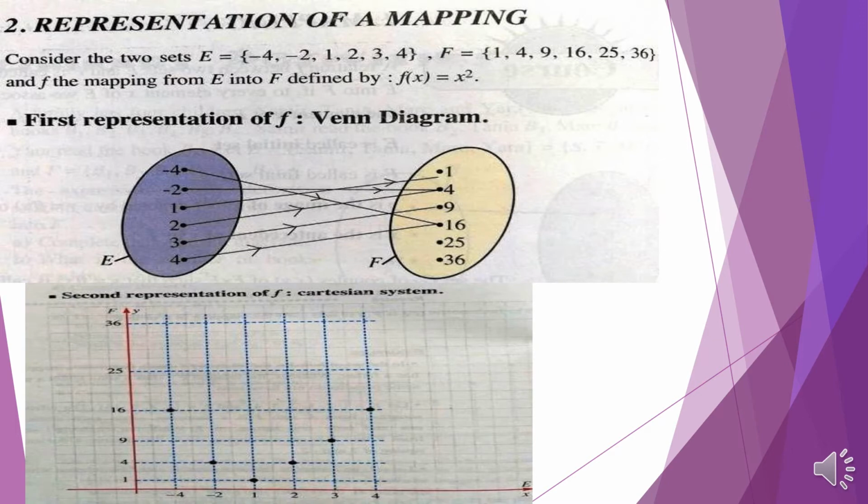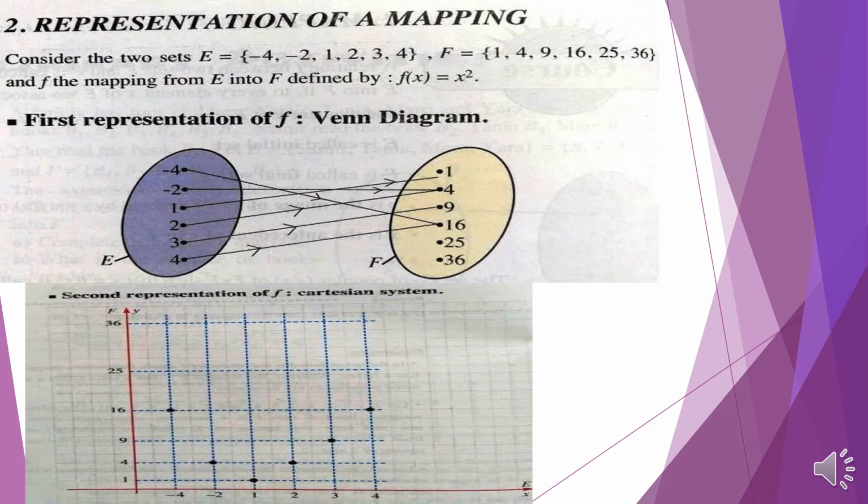Representation by what? By Cartesian system. Also, in the Cartesian system, look at minus 4. There is one dot at 16. The minus 2, one dot at 4. The 1, one dot at 1. 2, one dot at 4. 3, one dot at 9. 4, one dot at 16.